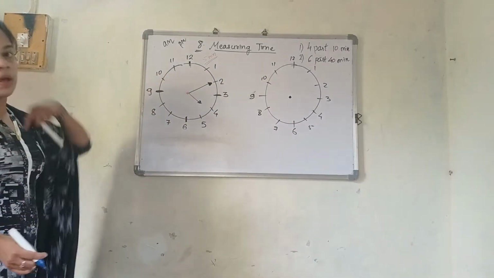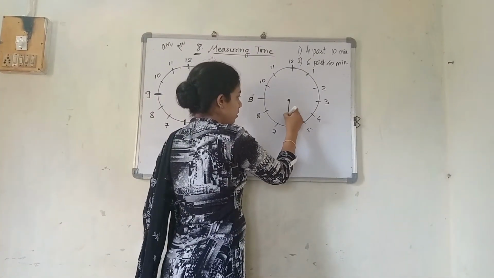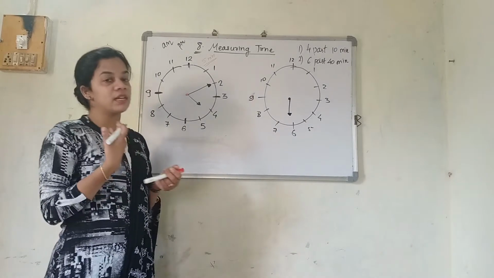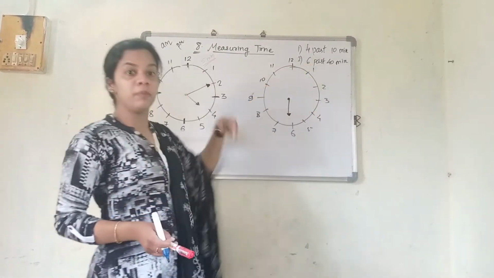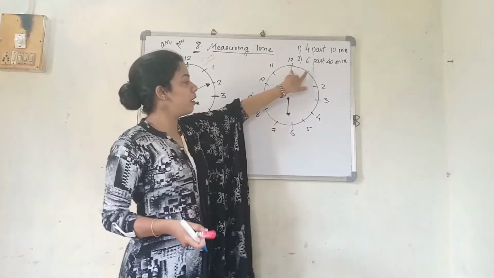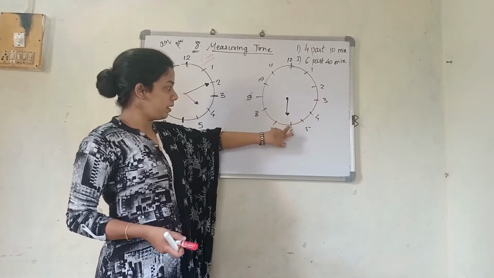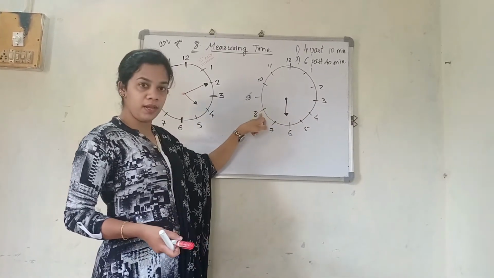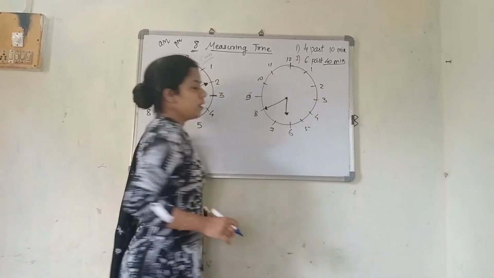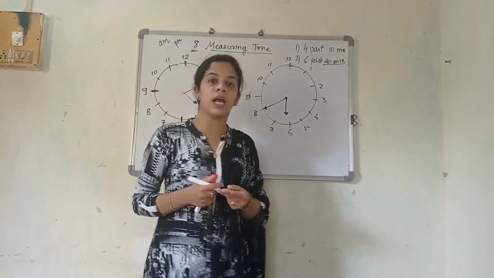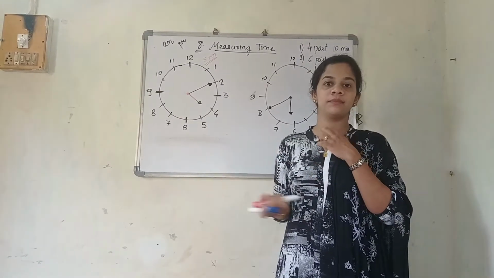So now 6 past 40 minutes. 6 past 40 minutes means how much? The hour hand is near 6, because 6 past means 6 hours are already done. How many minutes have passed? 40 minutes have passed. So we are going to count from here: 5, 10, 15, 20, 25, 30, 35, 40. 40 is here. 40 minutes. So our minute hand will be here. Is this clear for you? How we are going to show the time on the particular clock? Okay, so we will see the next part of this lesson.